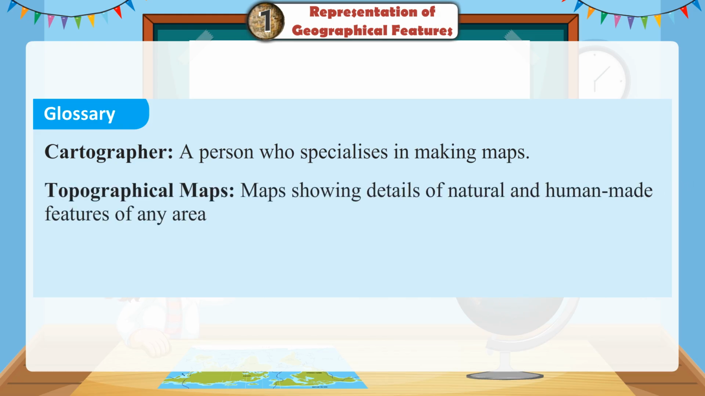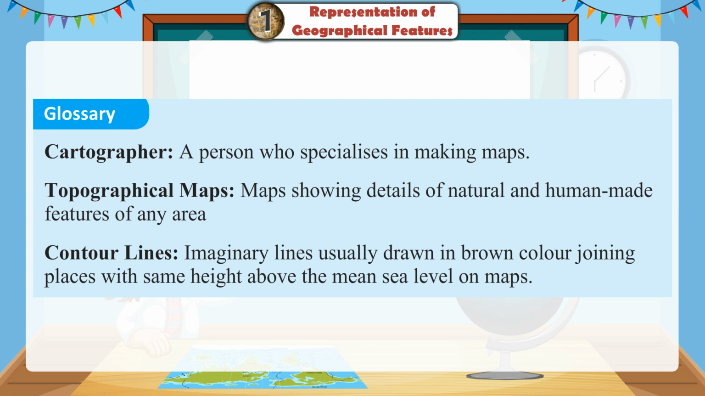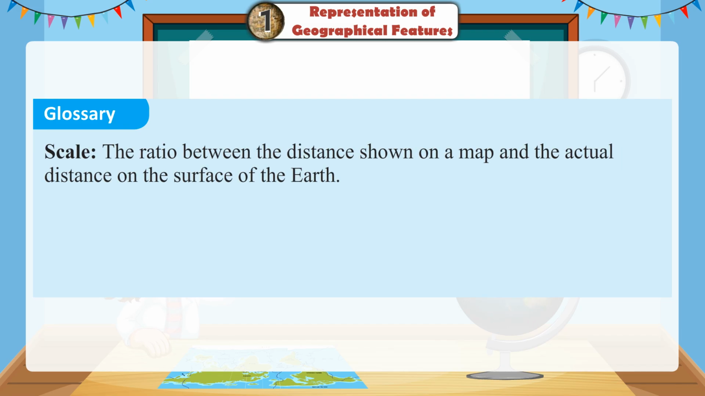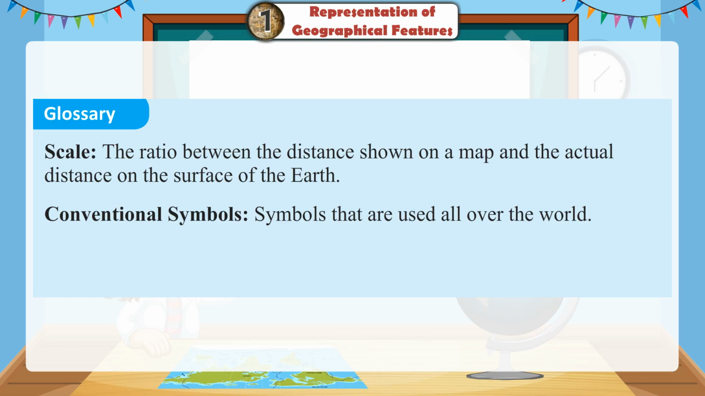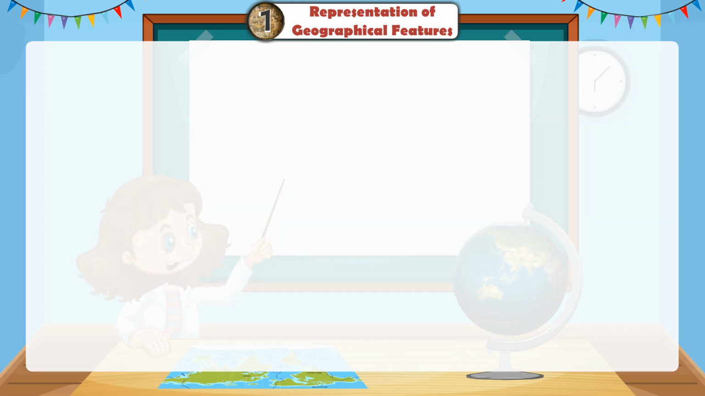Topographical maps: maps showing details of natural and human-made features of any area. Contour lines: imaginary lines, usually drawn in brown color, joining places with the same height above the mean sea level on maps. Scale: the ratio between the distance shown on a map and the actual distance on the surface of the earth. Conventional symbols: symbols that are used all over the world. Grid: net of horizontal and vertical lines drawn on a map that form cells.